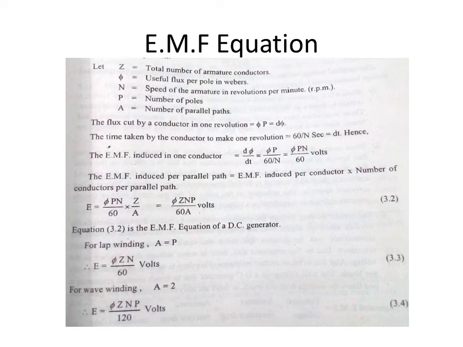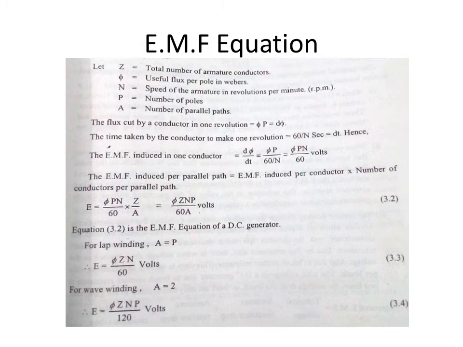Equation 3.2 is the EMF equation of a DC generator for a parallel path. For lap winding, A is equal to P. Then you can substitute: φZNP/(60P), and you will get φZN/60. For wave winding, in place of A you need to replace 2. Then it is φZNP/120 volts. So the general equation for a DC generator, φZNP divided by 60A volts, is the EMF equation of a DC generator.